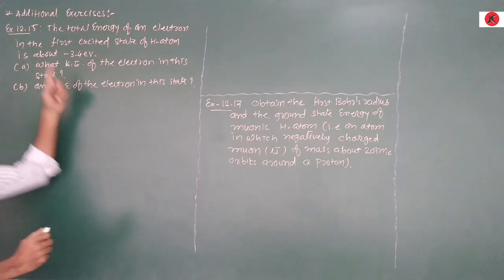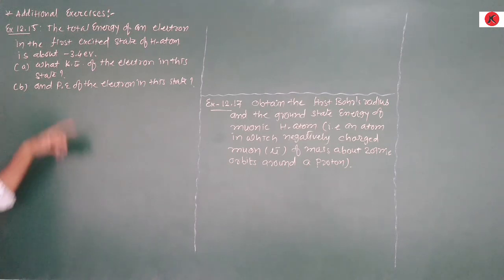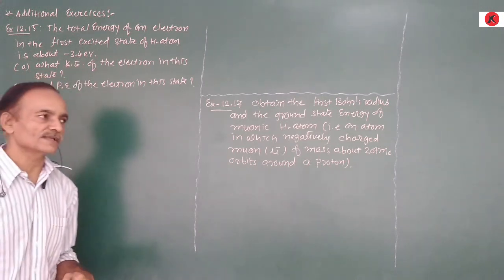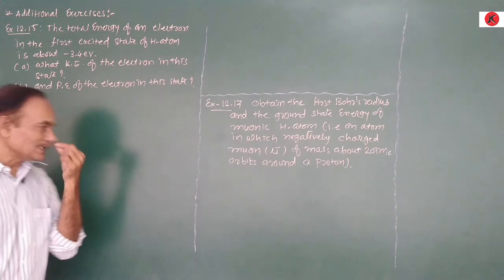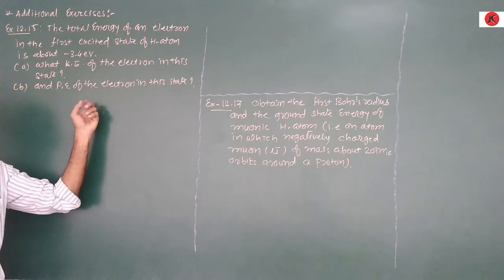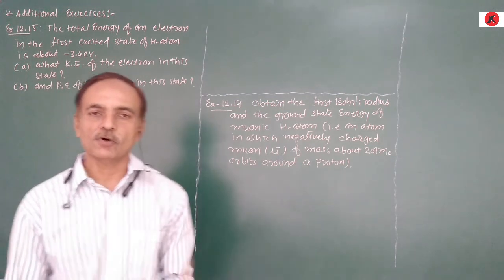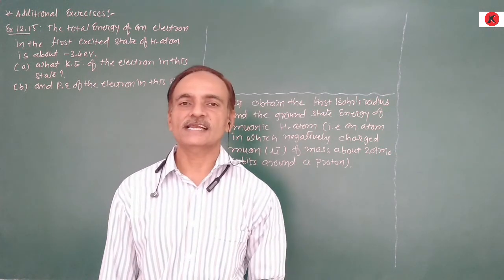12.15: the total energy of an electron in the first excited state of the hydrogen atom is about minus 3.4 electron volt. What is the kinetic energy of the electron in this state, and the potential energy of the electron in this state? That means we have to find the kinetic energy and potential energy of an electron in the second orbit, or second energy state, or first excited state.